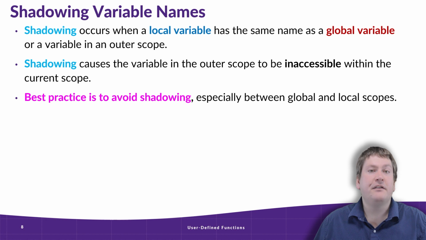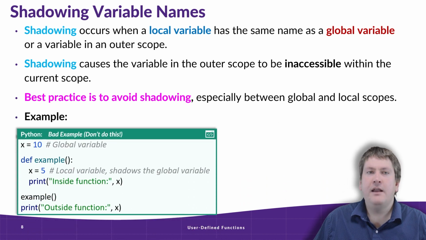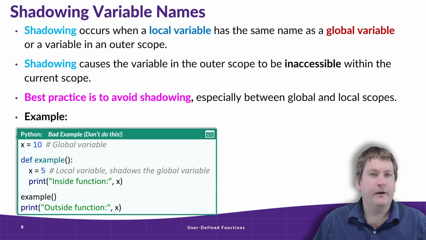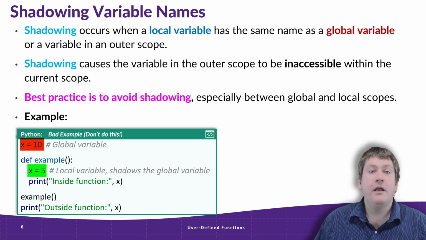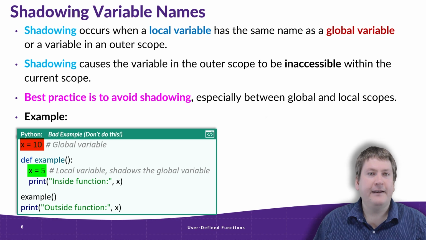So the best practice is to avoid shadowing. You should try not to name your local variables with the same name as a global variable. Let's take a look at an example. Here we have a fairly simple program, but there is one little hiccup. And that is we have two variables with the same name. The variable on the outside, highlighted in red, is the global variable x, and we're setting it to the value of 10. The other x inside the function example is a local variable, also named x, and it is being set equal to 5.